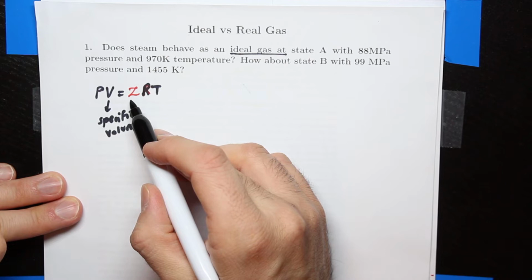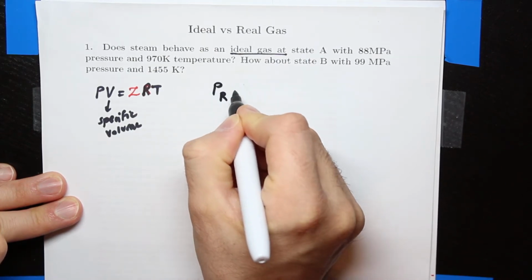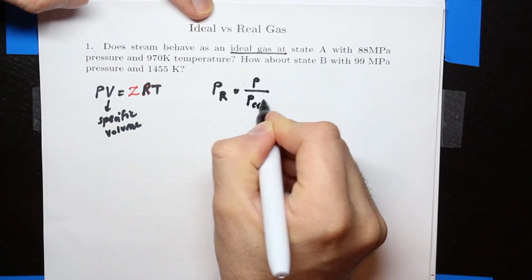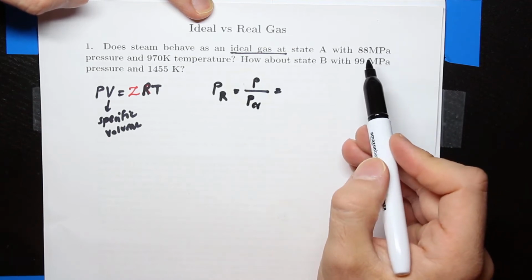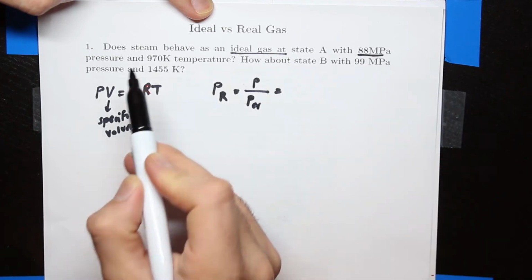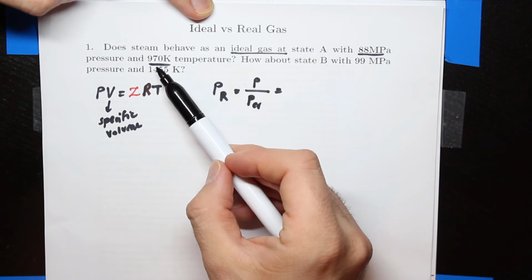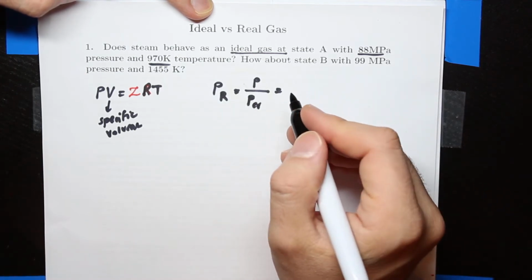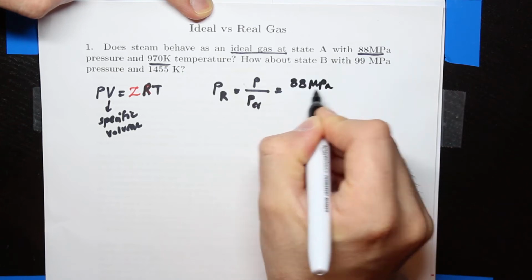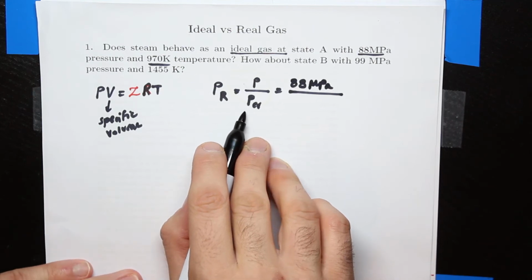This z depends on the reduced pressure and the reduced temperature. So P_R, which is the reduced pressure, is equal to pressure over the critical pressure. All right, so we have two states, by the way. First I'm doing the first state, which has a pressure of 88 megapascal and a temperature of 970 Kelvin. So the pressure is 88 megapascal, and this is P subscript CR, the critical pressure.